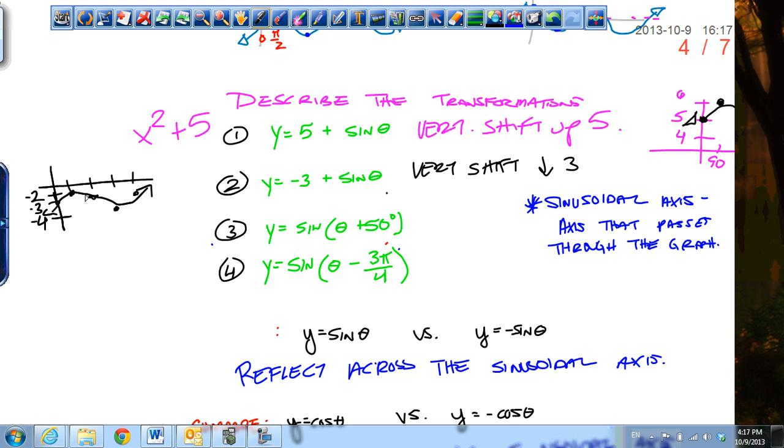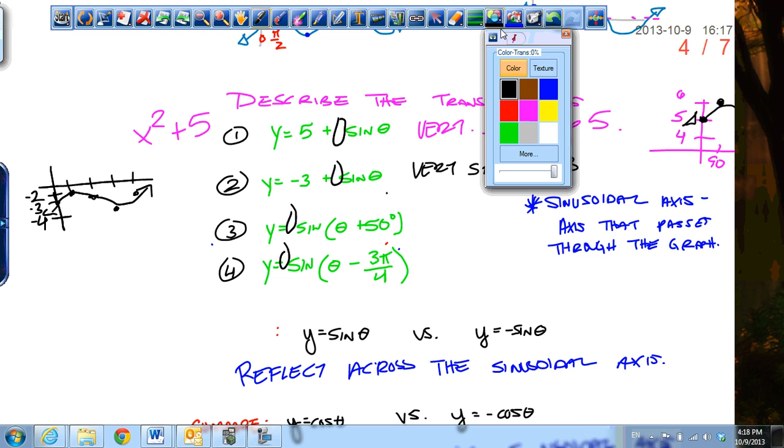Remember, our amplitude is still 1. Amplitude yesterday was with this number in front, right? And so for all these, our amplitude is 1. I think on 1 or 2 of your homework, your amplitude is a little different, just to mix it up a little bit.